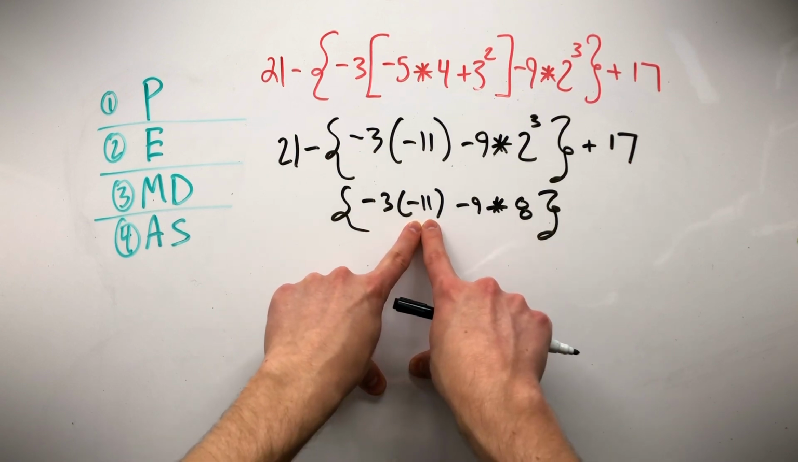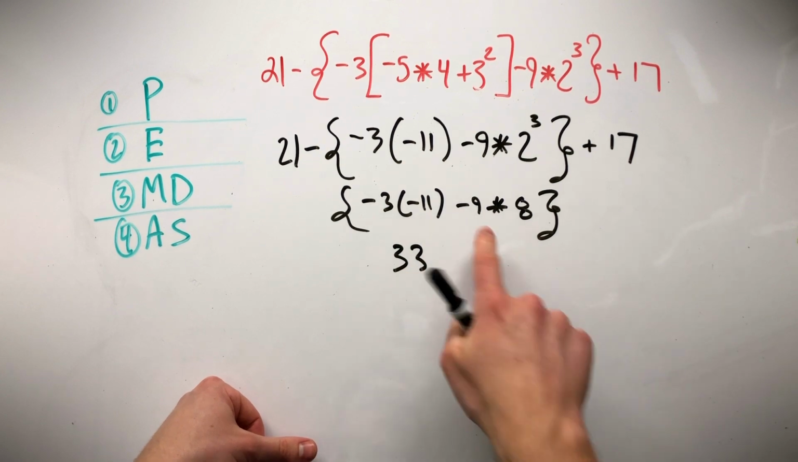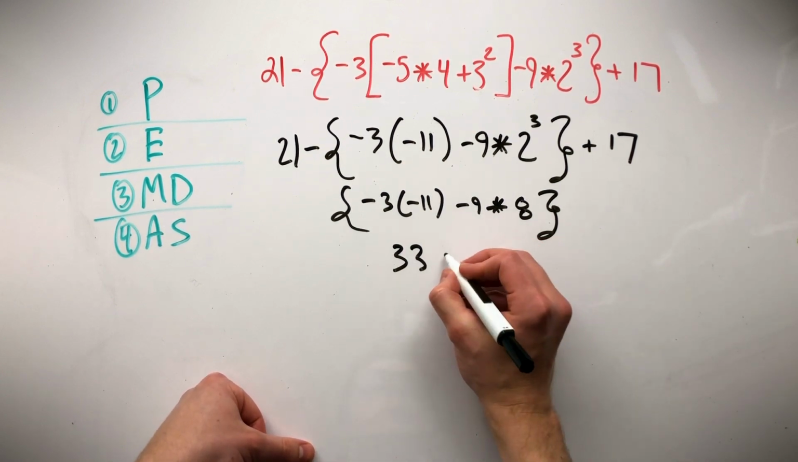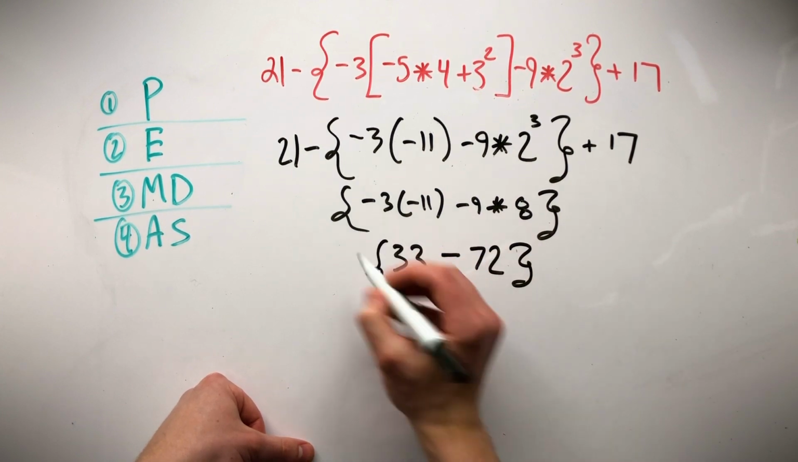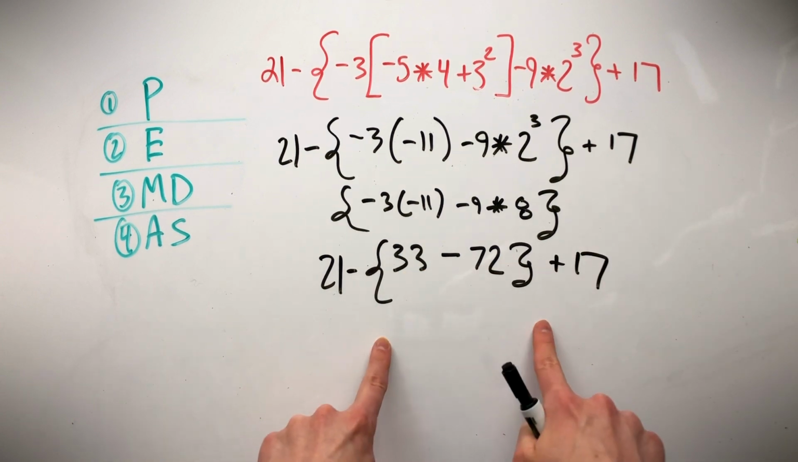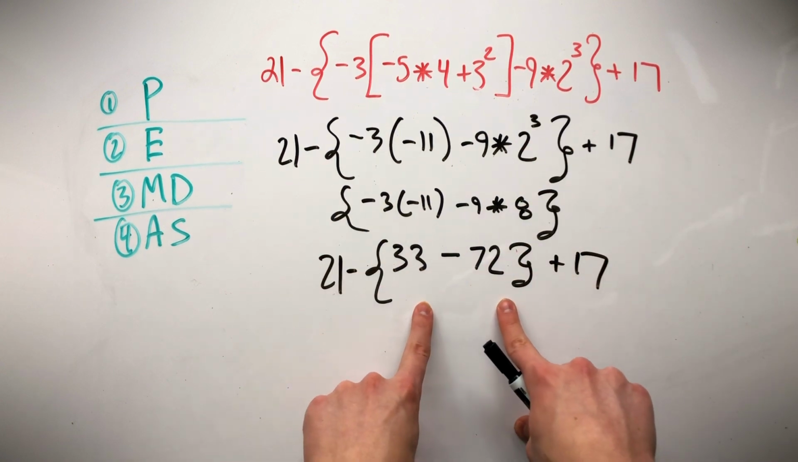-3 times -11. Negative and negative make a positive, so that's going to give me a positive 33. I've got -9 times positive 8. That's going to give me a -72. Within the brackets, bring down the 21, and the 17. All right, look how much easier we've made this problem look by doing what's in the brackets first.